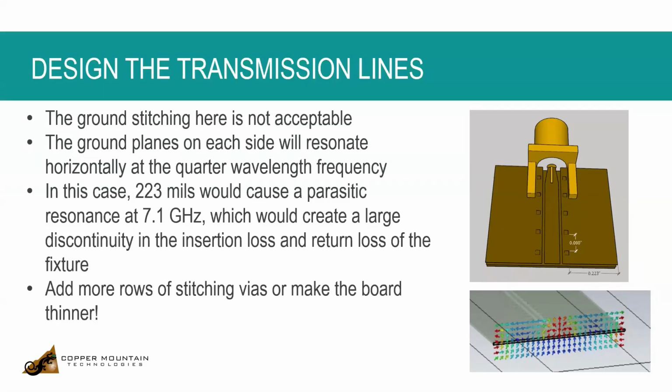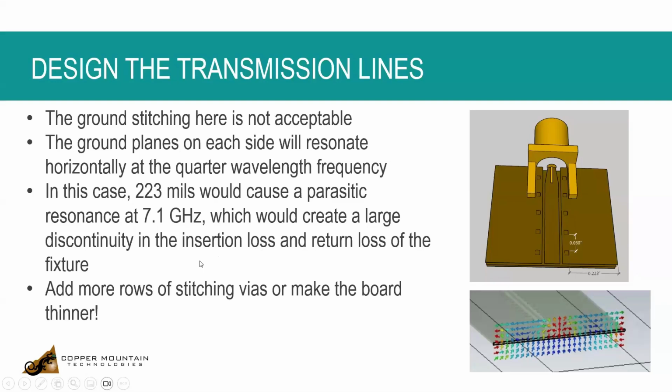feeding of the ground planes on each side. Some signal leaks from the transmission line between the vias and excites the ground planes. And at some frequency, those ground planes are quarter wavelength, and then they resonate. In this case, I modeled this, and there is a resonance at 7.1 gigahertz. That resonance will cause a dip in the insertion loss of your trace, of your transmission line.